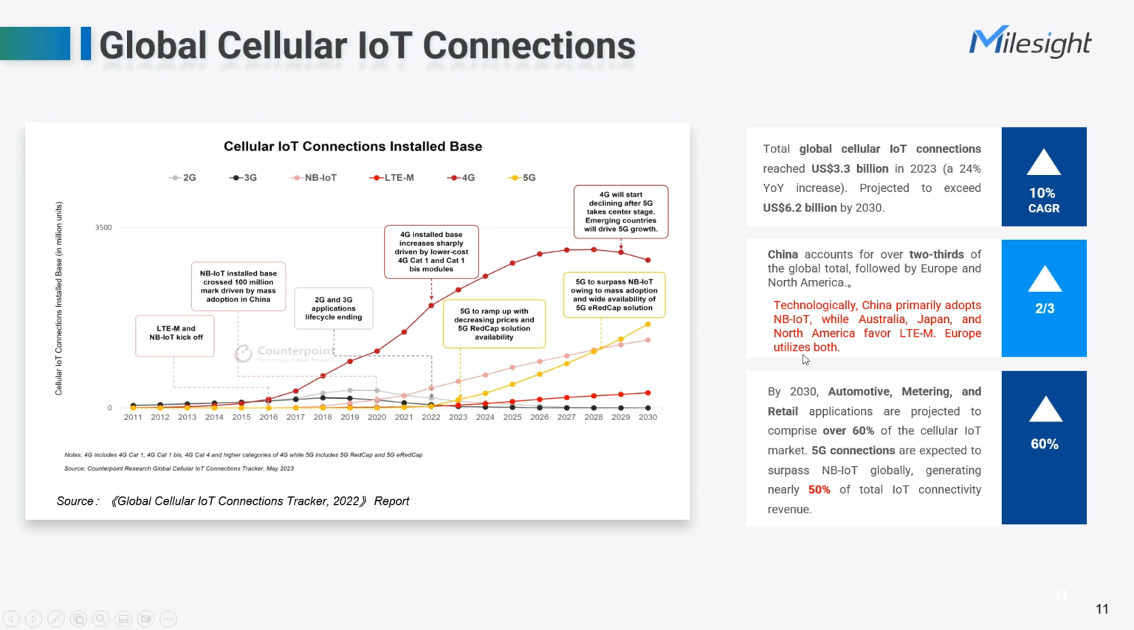Looking ahead to 2030, 3 key applications are projected to dominate, making up over 60% of the entire market: automotive, metering, and retail. And here's another critical shift. By 2030, we expect 5G connections to actually surpass NB-IoT on a global scale. In fact, 5G is forecast to generate nearly half of all IoT connectivity revenue. Finally, as this cellular ecosystem continues to grow and scale, the price of connectivity keeps coming down. This makes cellular a much stronger competitor against other non-cellular options, like LoRa, Sigfox, and WeSun.